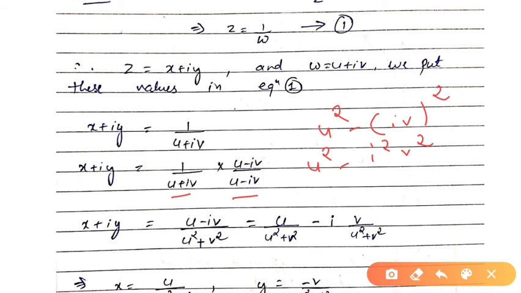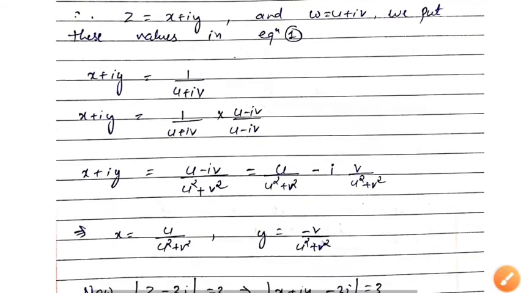Now again we know that i square is equal to minus 1. So this can be written as u square minus 1 v square. Replacing i square by minus 1, I get u square minus minus, which becomes plus, u square plus v square. So in the denominator I have written u square plus v square.